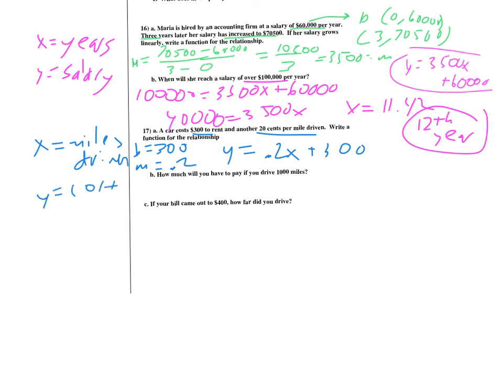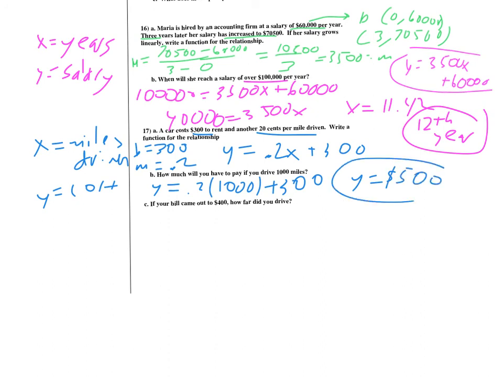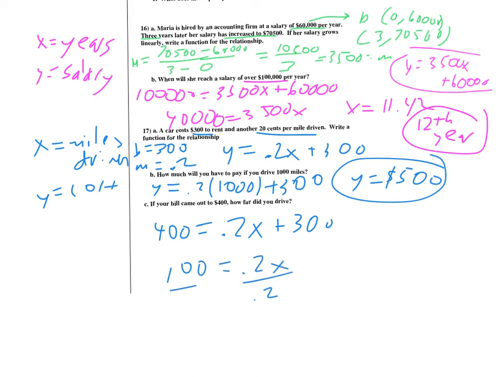How much would you have to pay if you drove 1,000 miles? That would be $500 if you type that in the calculator. If your bill came out to $400, that's the y value. What would the x be? How many miles did you drive? We'll subtract that over: 100 equals 0.2x. Divide that by 0.2, so x equals 500 miles.